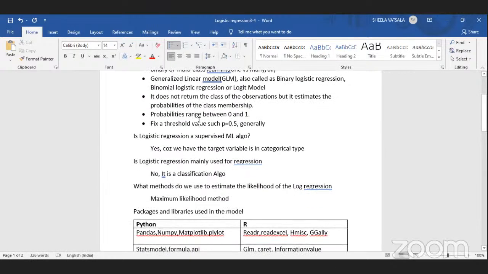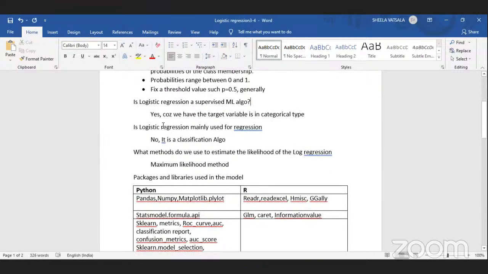Probabilities could range anywhere between 0 and 1, which further will be classified based on the threshold value which we will be giving. The threshold value is something we decide based on the business requirement. We can't give randomly any number between 0 and 1; it is very specific to the business requirement. But as a standard practice it is 0.5. Okay, and is logistic regression a supervised ML algorithm?